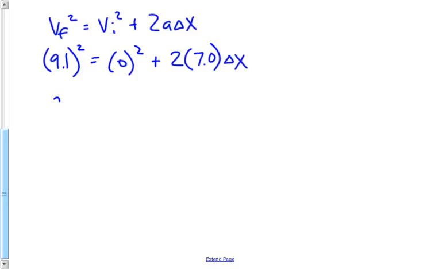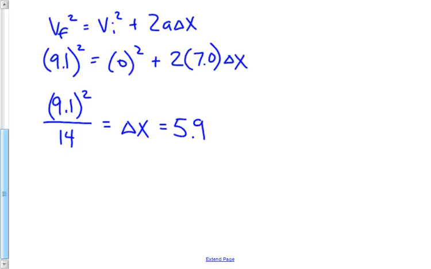So what you'll end up with then, 9.1 squared. 2 times 7.0 is just 14, so I'll divide both sides by that to get a delta x that, once again, is equal to 5.9 meters.